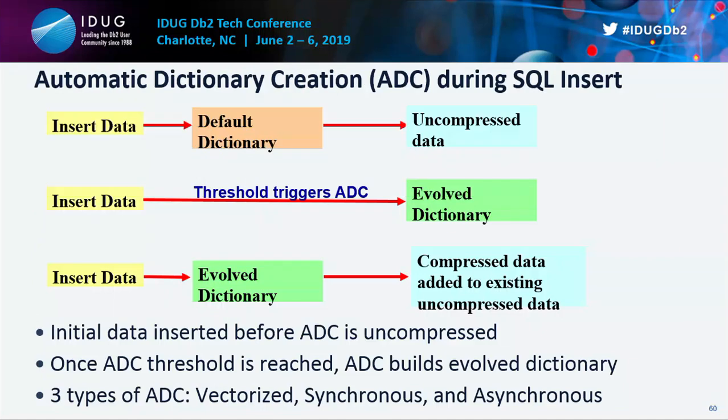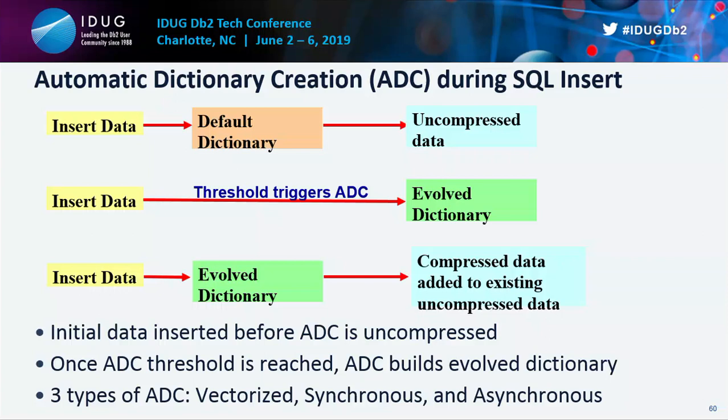Automatic dictionary creation. This applies if you are going for the method I was just talking about, where you use the external table loads, or any insert. When you start inserting data, you actually get a default dictionary, and just consider that to be somewhat useful, but probably not what you want for great compression. And so the majority of your data is going in uncompressed.